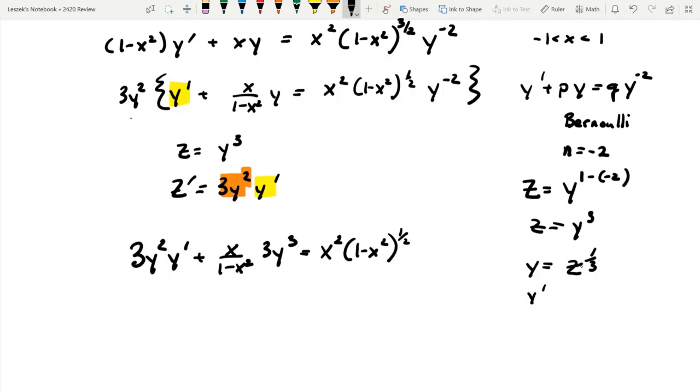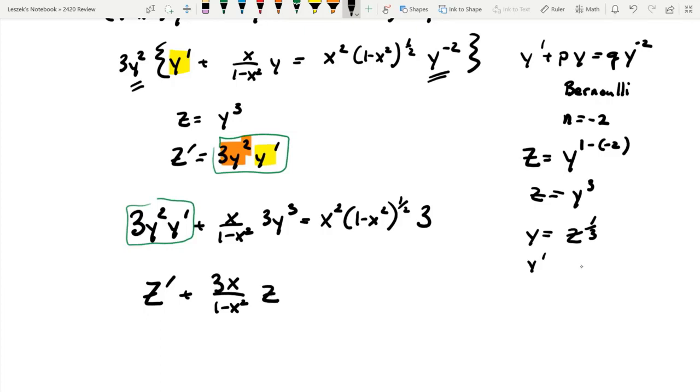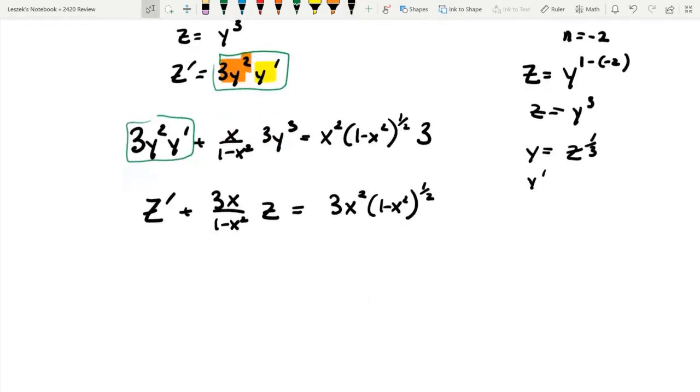All right, on the right-hand side, notice that we get y squared times y to the negative 2, so that's y to the 0. All right, and then we see that this is exactly z prime. And y cubed is exactly z. And then we have the right-hand side, which is now free of z, so it's no longer Bernoulli. Oh boy.